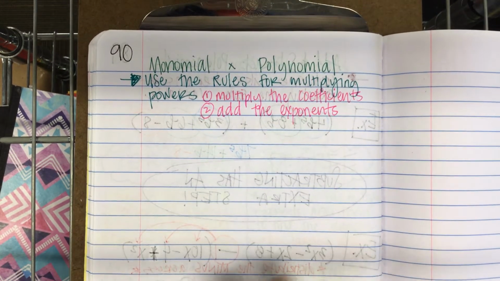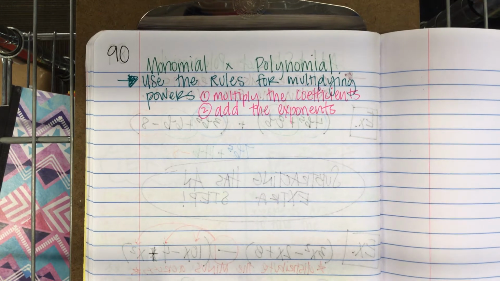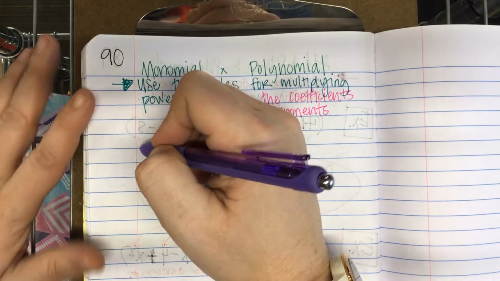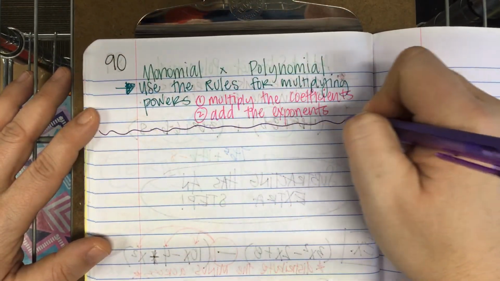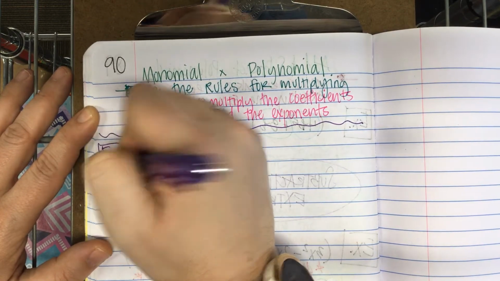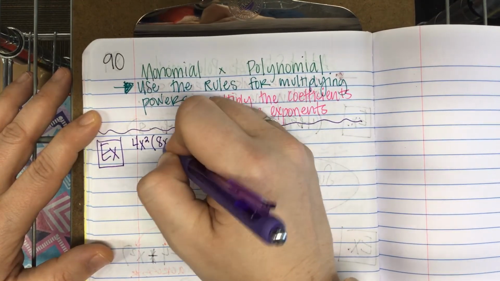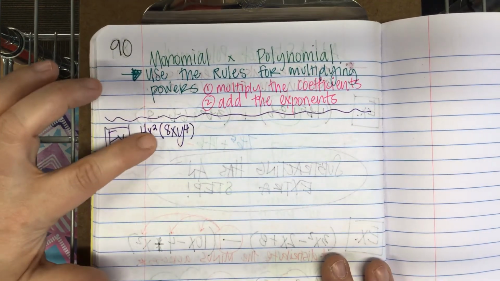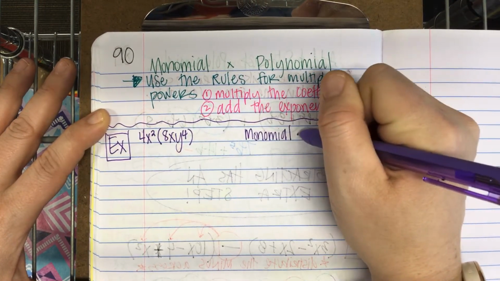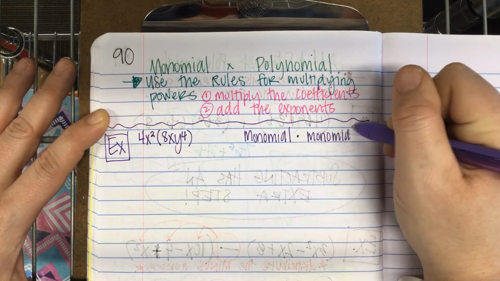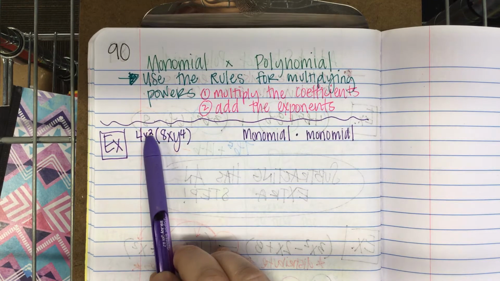And again, let's practice. It's pretty straightforward. So let's just do some extras. Some extra added practice. Example number 1. If I had 4x squared times 8xy to the 4th, it's a monomial times a monomial, correct? I'll write this over here.